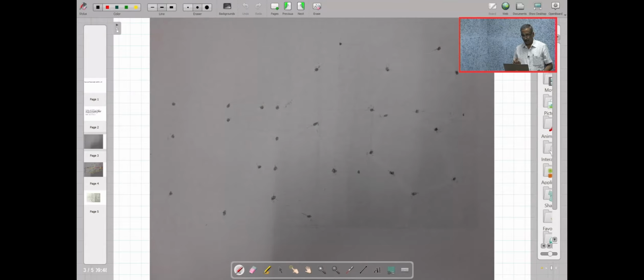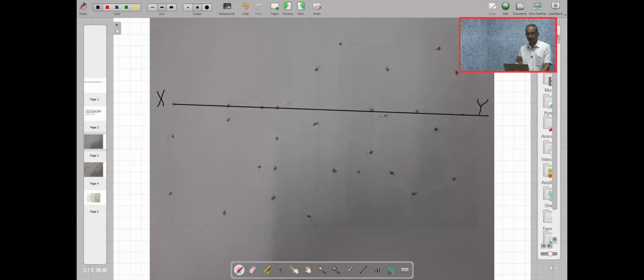Now I will be drawing an XY line. Let me use a scale and let me draw the XY line. So this is my XY line. Let me name these points also. So this is X and this is Y.